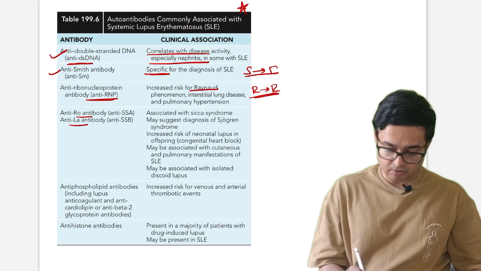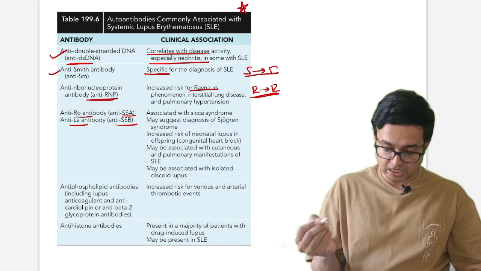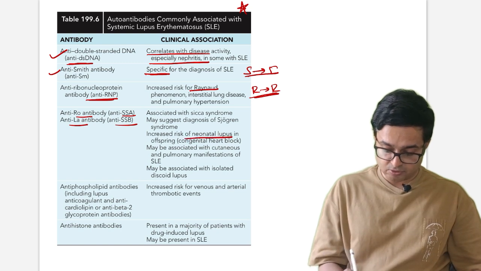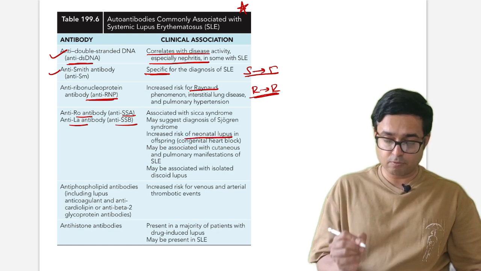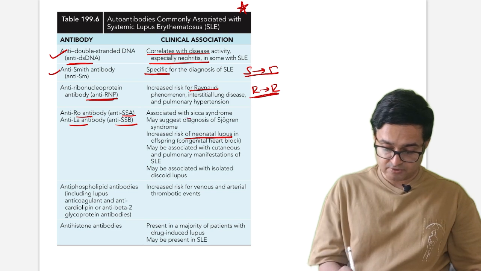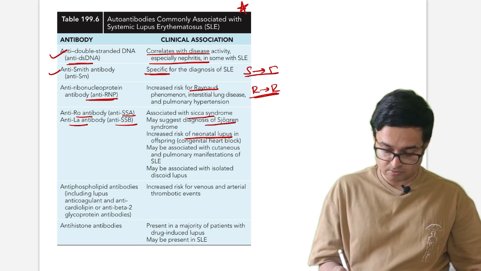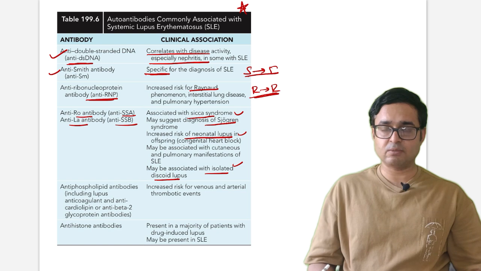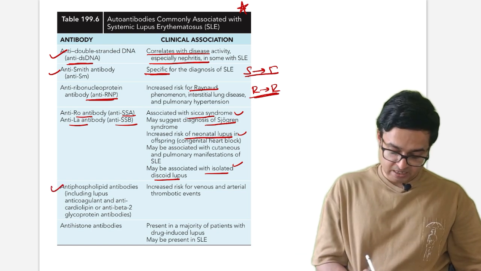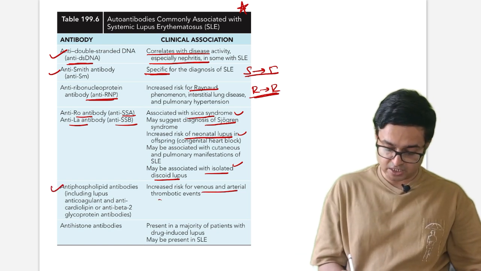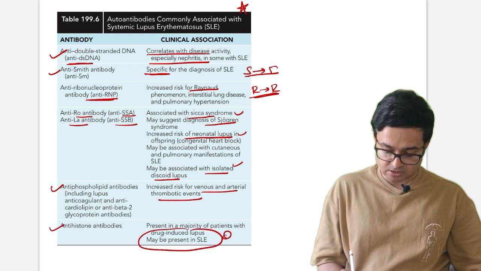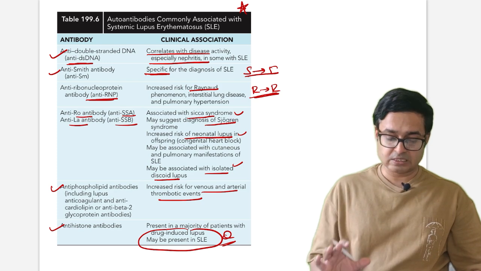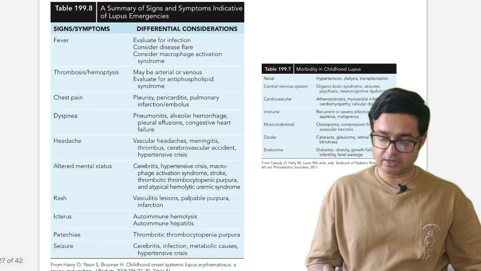Anti-Ro, anti-La, we all remember. SSA and SSB for what? Neonatal lupus. But apart from neonatal lupus, it is also associated with Sjogren syndrome and isolated discoid lupus. Very much important. So this, Sjogren, has been asked, which antibodies are involved. Antiphospholipid antibodies are involved, which are suggestive of venous or arterial thrombotic events. Antihistone antibodies, the hallmark of drug-induced lupus. Just go through this table once again, very high yield table.